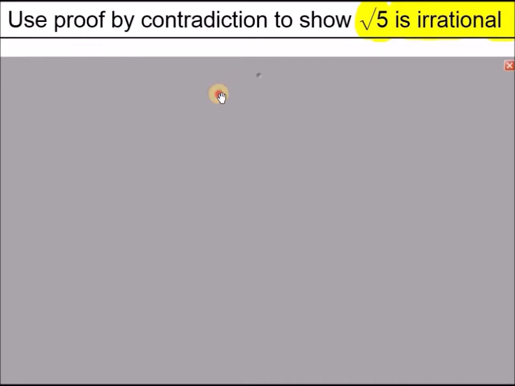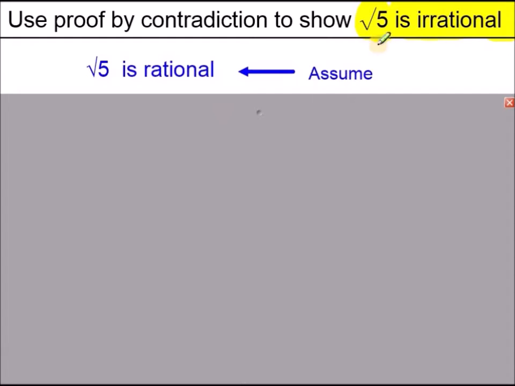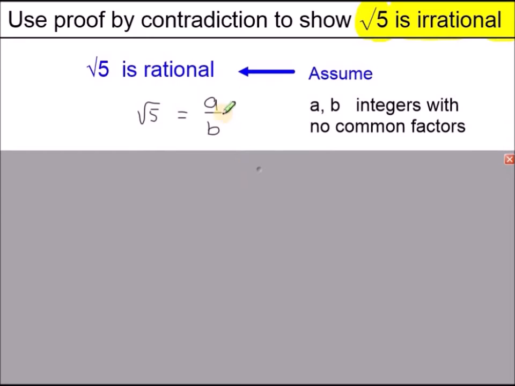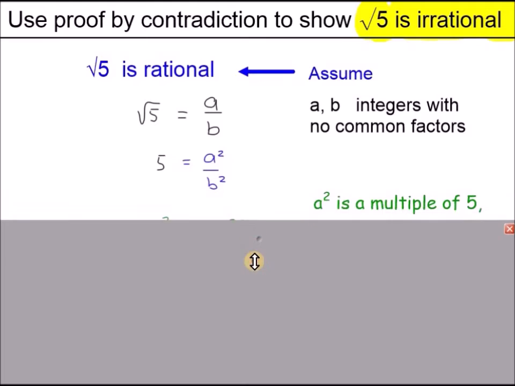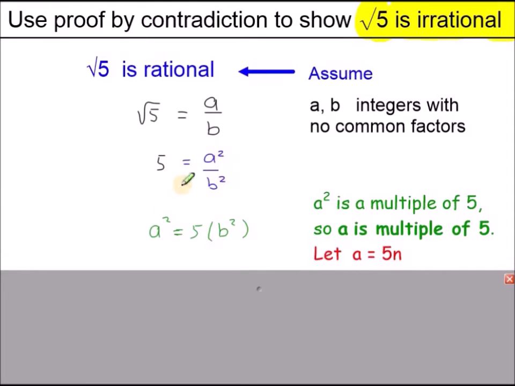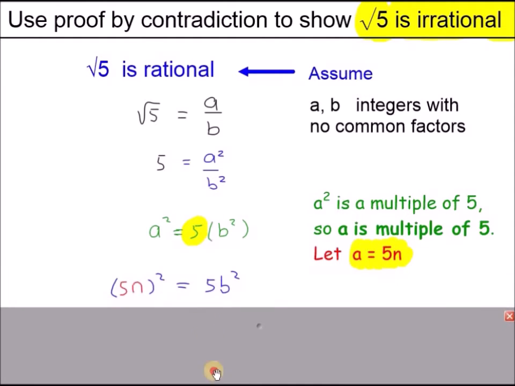Okay, now applying the same proof for root 5. So we need to show that root 5 is irrational, so we start off with a statement that contradicts this. So we're saying root 5 is rational. We write root 5 as a fraction where a and b are integers with no common factors. We square both sides, and then we make a squared the subject, so a squared is a multiple of 5. So if a squared is a multiple of 5, that means a is a multiple of 5. So a can be written as 5n. So now I'm going to replace the a with 5n like this.